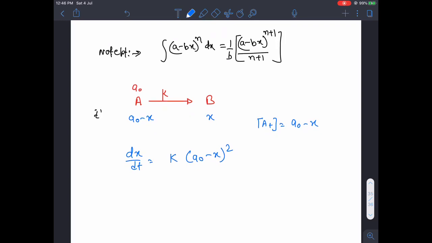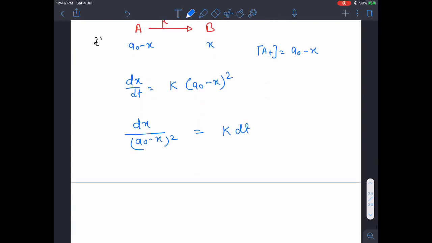Now let's separate the variables, because you know that we can integrate the variable x with dx, and similarly we need to separate time on the other side. So dx divided by A naught minus x to the power 2 is equal to K into dt. Now let's modify it a little bit: the integral of A naught minus x to the power minus 2 into dx is equal to K into the integral of dt.